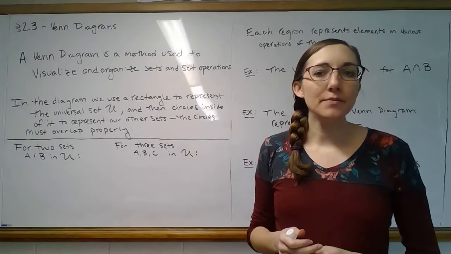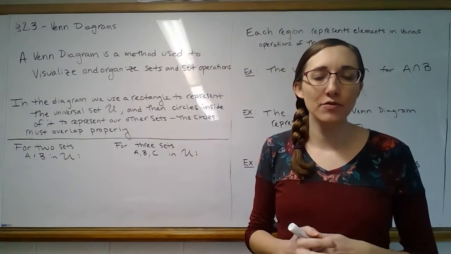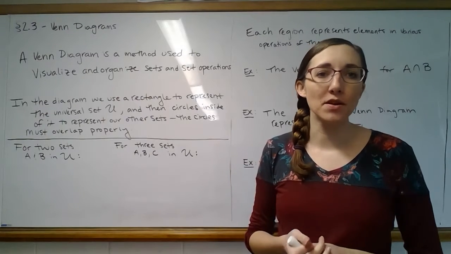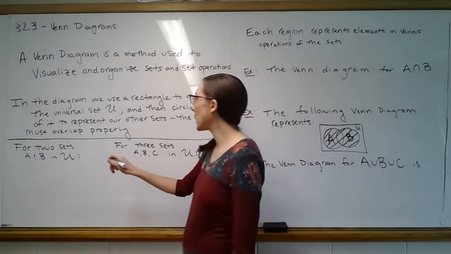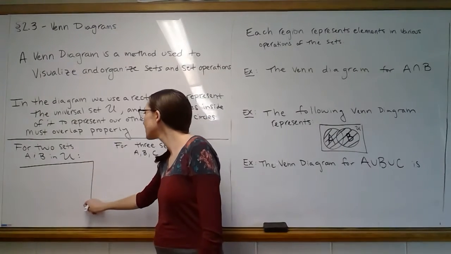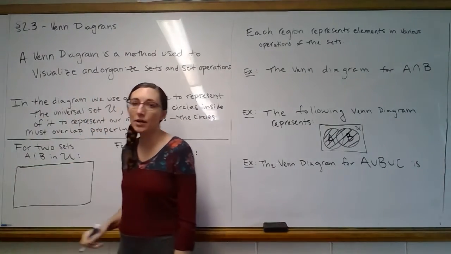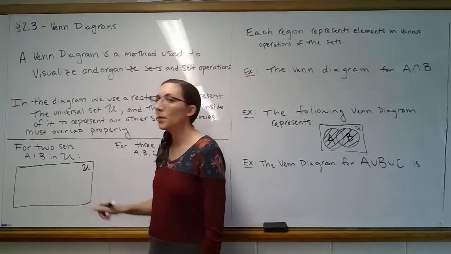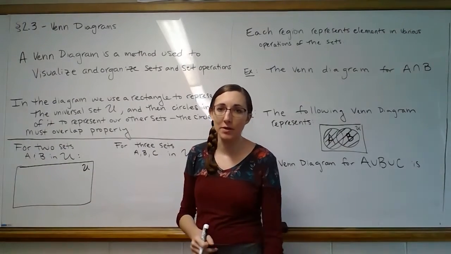I'm going to show you what those generic Venn diagrams for those 2 situations look like, and then we're going to practice some examples of how to use those Venn diagrams. So for 2 sets A and B, we're going to start with a large rectangle, which is always how we're going to start a Venn diagram, and we're going to label that rectangle with a U, because that is the universal set. So that's sort of everything that we're considering.